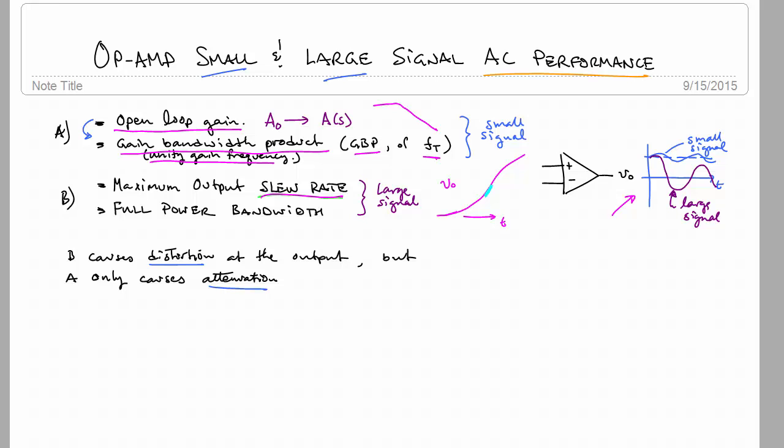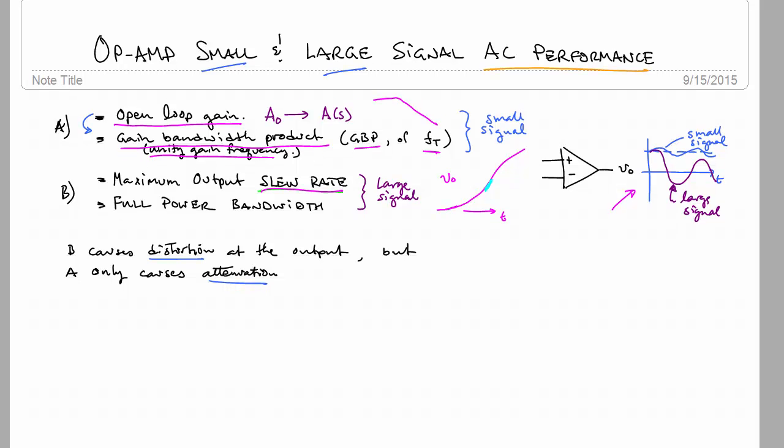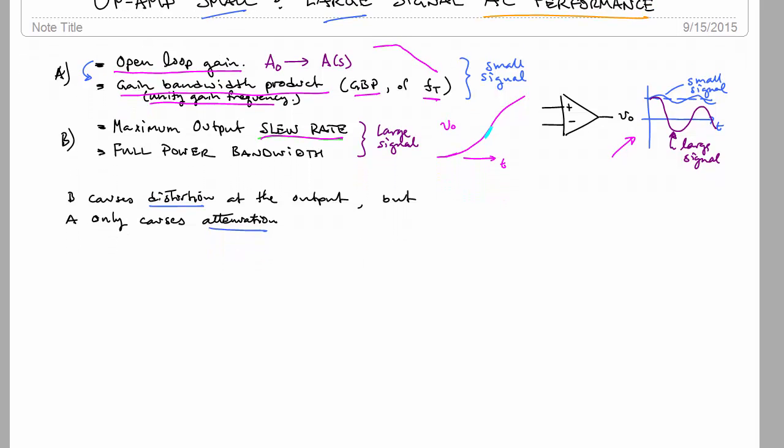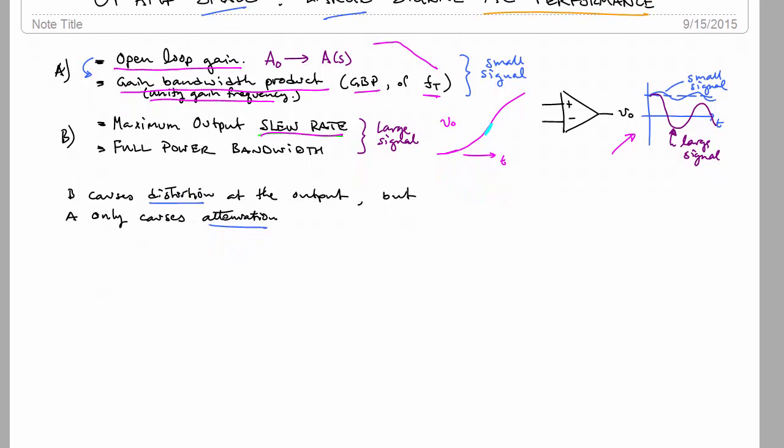Now we're going to spend, well, let's do this. I will start with B because it's more straightforward. It's a shorter explanation, and then we'll go back to A and look at the small signal characteristic of the op amp. Let's look at, I'm going to define what full power bandwidth is.